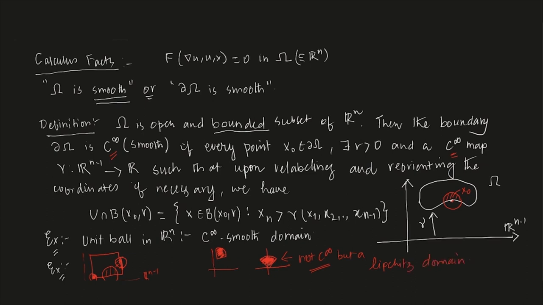Okay, because the intersection is above the graph of a Lipschitz continuous function, but not a C1 function. This intersection region is above the graph of a Lipschitz continuous function, but not a C infinity function or C1 in that case. So this is not even a C1 domain, but it is of course a Lipschitz domain. Okay, so that's how we deal with domains. Now, this is what we mean when we say it is a smooth domain.